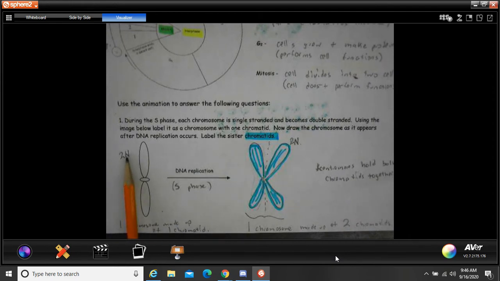The number of chromosomes has not changed. Now, the 2N comes up in heredity. That's really where it's used, so we don't really talk a lot about it here. I'm not going to go into the details. You're welcome to look into it, but we're not going to do that here.